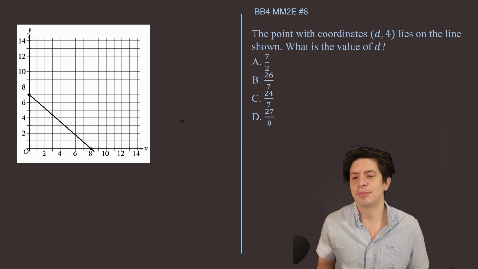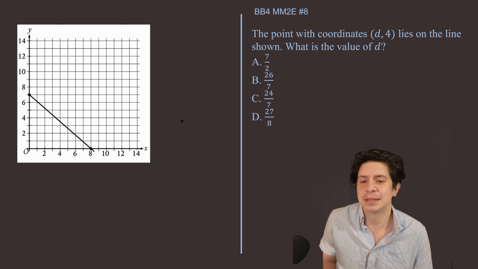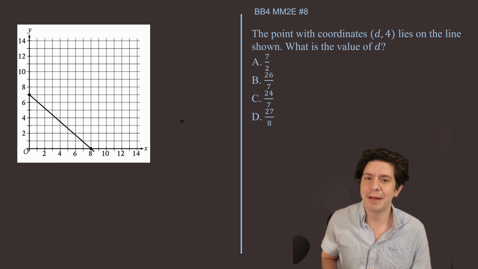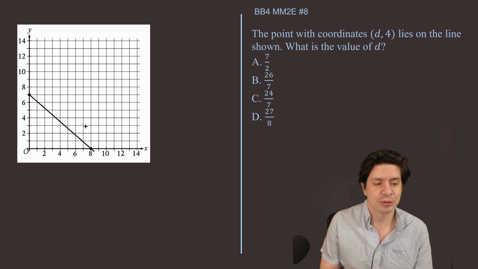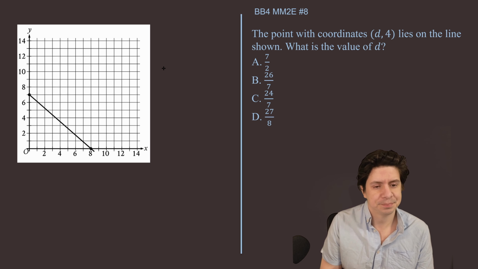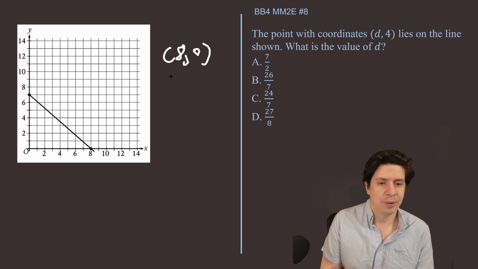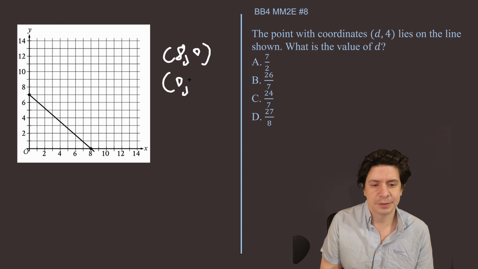And we have this one: the point with coordinates d, comma 4 lies on the line shown. What is the value of d? This one's the hardest one by far that we've seen. It was actually on Math Module 2 hard as well. I'll do it again here. We take the x-intercept, which is going to be 8, comma 0. And we take the y-intercept, which is going to be 0, comma 7.